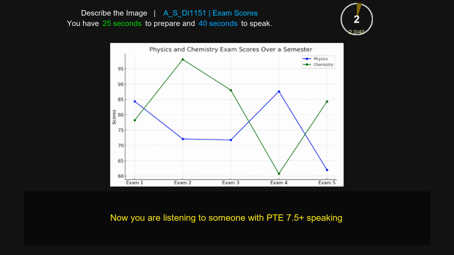This line diagram represents physics and chemistry exam scores over a semester, including 5 exams, exam 1 to exam 5. From this line diagram, we can see that the physics, represented by blue color, shows a fluctuating pattern with minimum exam score in exam 5 and maximum exam score in exam 4, while the chemistry shows the minimum exam scores in exam 4, that is around 60, and maximum in exam 2, that is more than 95. So to conclude, physics shows maximum score in exam 4 while the chemistry shows maximum in exam 2.